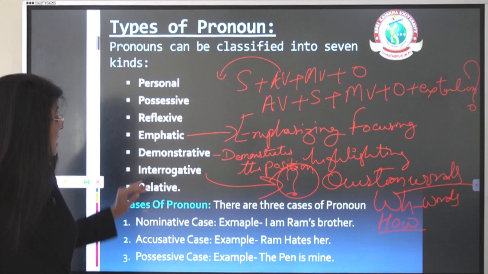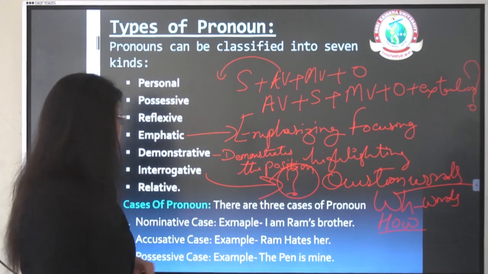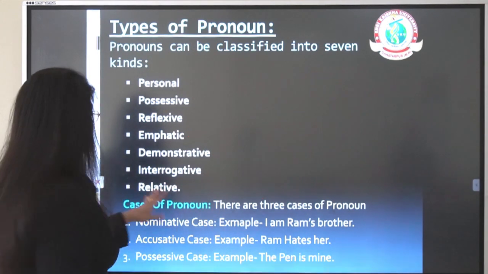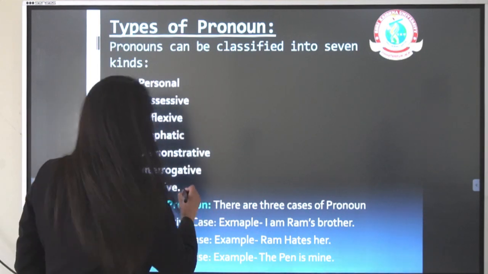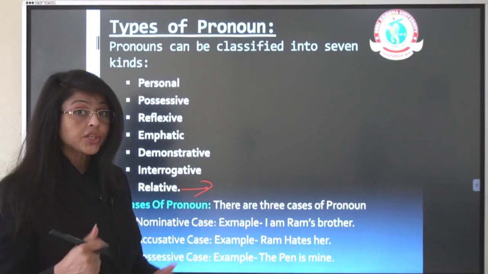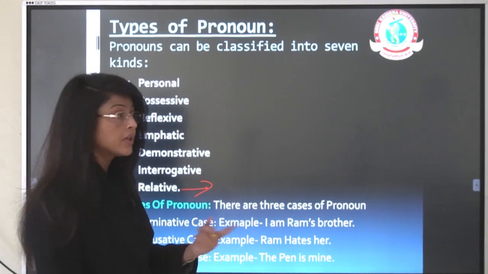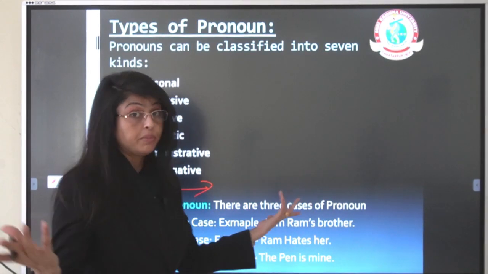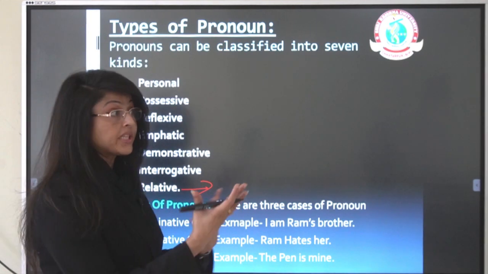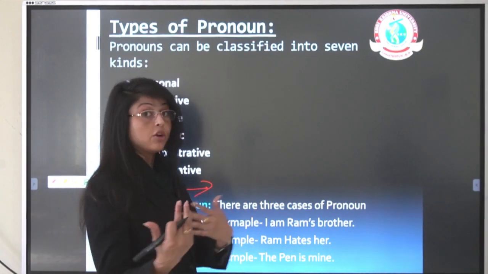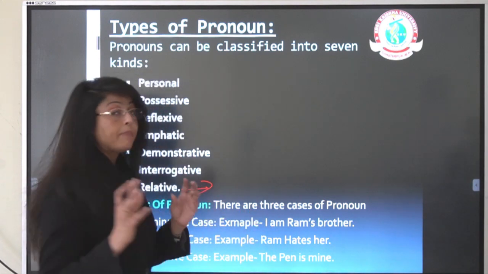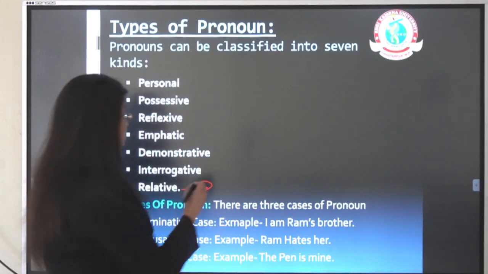Remember that, okay? Now, relative pronoun, as the word reflects, it shows the connection. Connection between the subject and the subject, between the object and the object, between the subject and the object. Could be anything, or the subject and the main verb, or the object and the main verb. So the basic function is to show the connection.